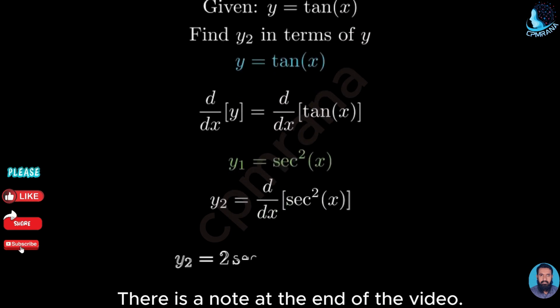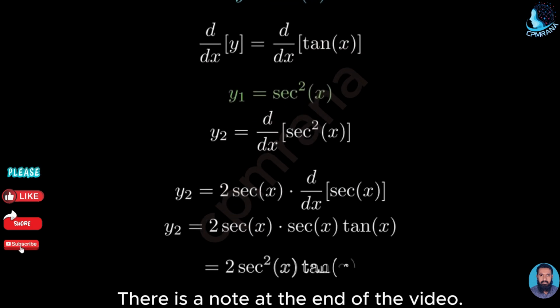We'll use the chain rule here, since we're differentiating a composite function. Remember that the derivative of secant x is secant x times tangent x. So when we apply this, we get 2 secant x times secant x tangent x.